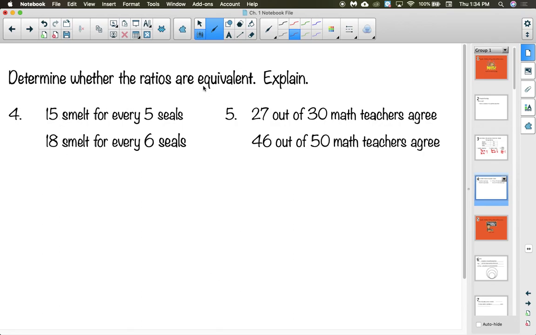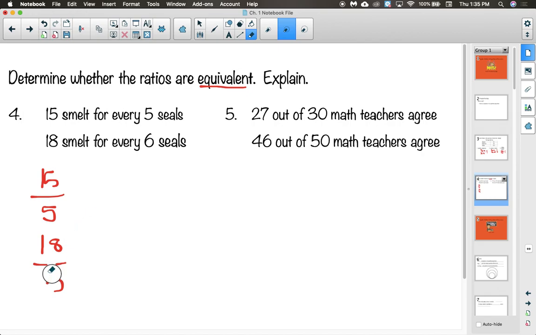Okay, last couple examples here. Determine if the ratios are equivalent. Remember, equivalent ratios are ratios that when they're simplified, they equal the same thing. I'll show you two different methods to prove if ratios are equivalent. So the first one is 15 smelt for every 5 seals. So that would be 15 over 5, 15 to 5, and 18 to 6. So those are our two ratios here, 18 to 6 and 15 to 5. Oops, I miscopied that one there. 15 to 5 and 18 to 6.